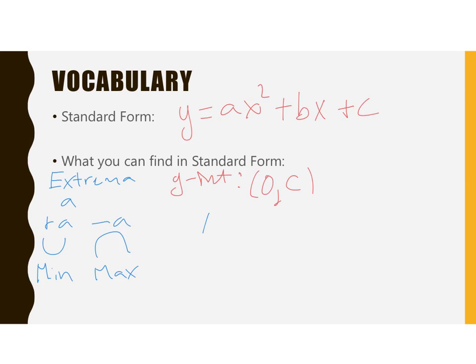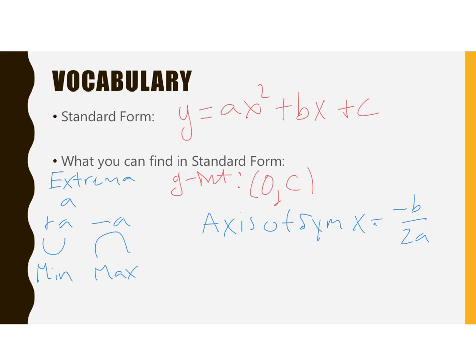The next thing is the axis of symmetry, the line that cuts the parabola in half. It's going to be x equals, and it has a little equation, x equals negative b over 2a, where you take b, change its sign, so negative b over 2 times a.